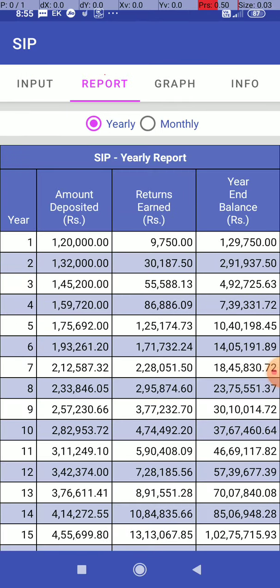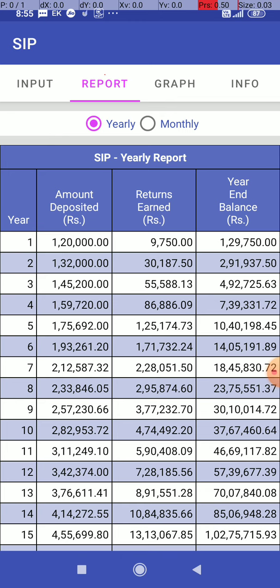Now in the first year you deposited 1 lakh 20,000 because you are putting 10,000 every month, and the return is 15%, so it comes out to 9750, because you are not investing 1 lakh 20,000 straight away, you are putting 10,000 per month. So over a period of 1 year, your investment will appreciate by 15% to give you 9750. So at the end of the year you will have a balance of 129750.